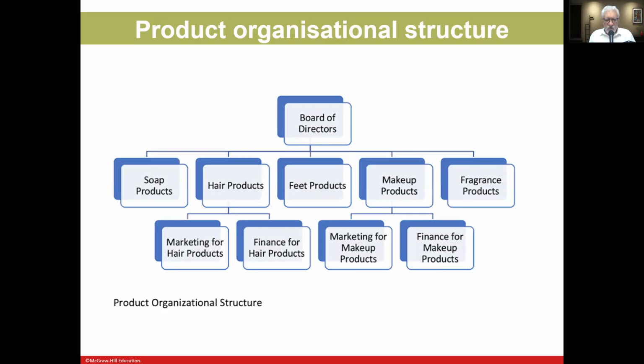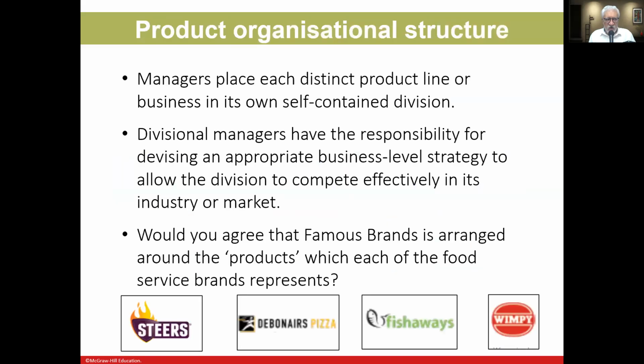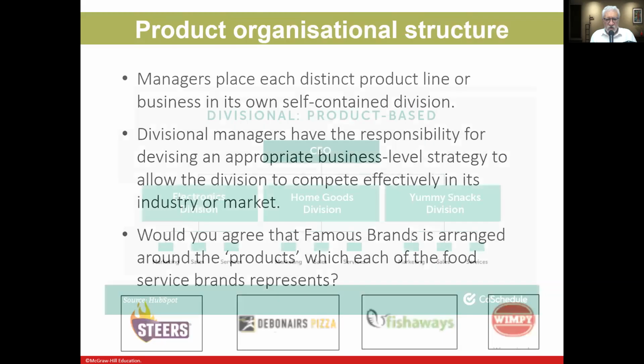I've got a picture for you of something that you should be fairly familiar with. If we talk about the corporate strategy and the corporate owner Famous Brands, then you recognize that we're talking feet product and makeup product and hair care product and soaps. Not so? In other words, Famous Brands is arranged around its products because that's the primary thing. And that's the rational way to divide Famous Brands up. You divide it up amongst its various food brands.